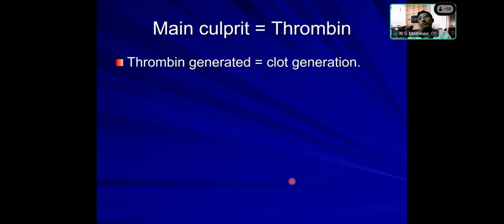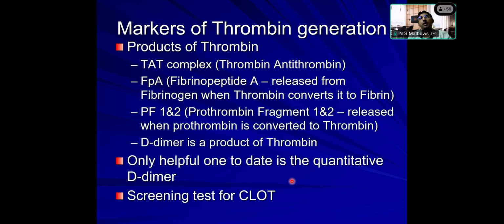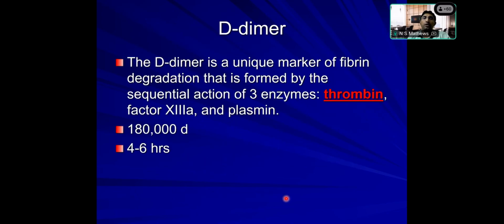So the main culprit in a venous thromboembolism is thrombin or the thrombus or the clot. So thrombin generation is there, which means a clot is generated. There are several markers of thrombin generation. There's a whole list here. I'm not going to talk about that because among all these different markers of thrombin generation, only one is helpful to date, and that is the D-dimer quantification. This is supposed to be the ideal screening test for a clot which we are trying to find out. D-dimer is a unique marker of fibrin degradation that is formed by the sequential action of three enzymes, which is again starting with thrombin, the clot per se, factor 13, activated factor 13, and plasmin. It's a 180,000 Dalton protein with a half-life of around 4 to 8 hours.